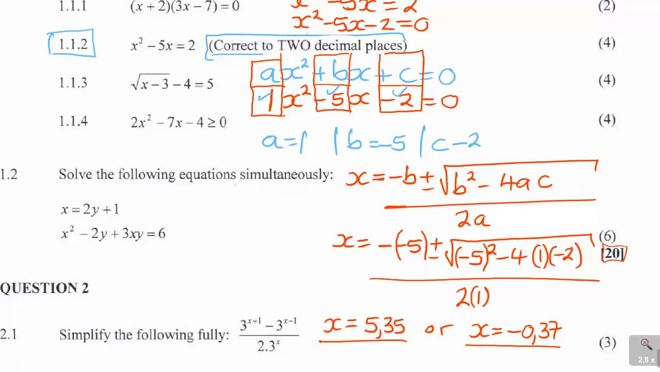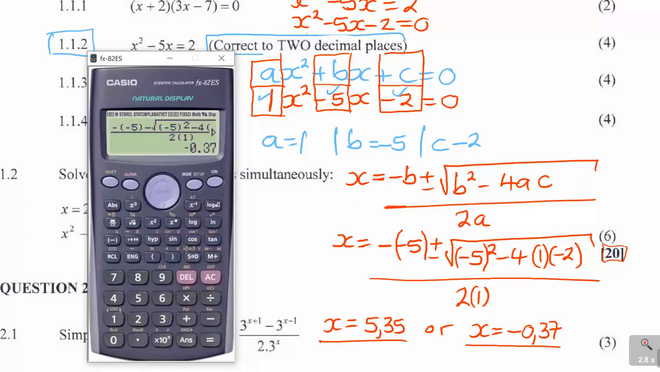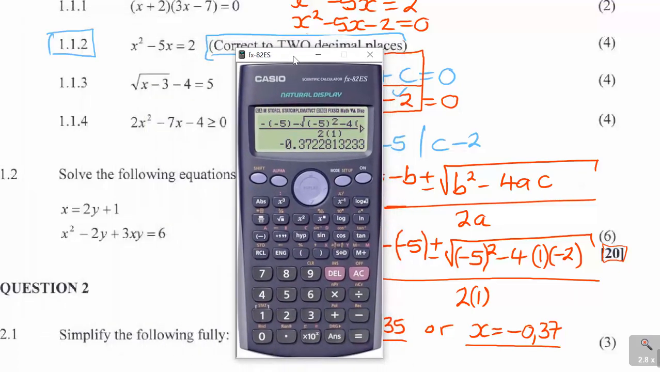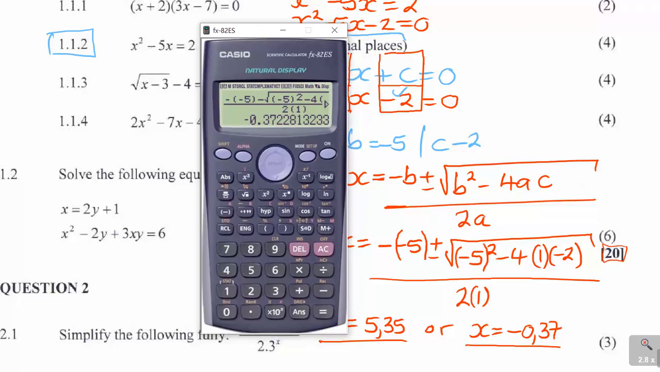But I always encourage students to test your answers. So what you do is you go to one of those, whether 5,37 or negative 0,37. So how do you test that? So for you to test that, remember, I have got this answer. Don't test with the rounded off answer. So test with the original answer. For example, if I say shift setup, and I take it back to 8 as normal, and say SD, you see it takes back to the number that is not rounded off. I press 8 to return back to normal. So this number, I'm going to use it into my original equation, which was x squared minus 5x is equal to 2. So whenever there is x, now I put the value negative 0,37.